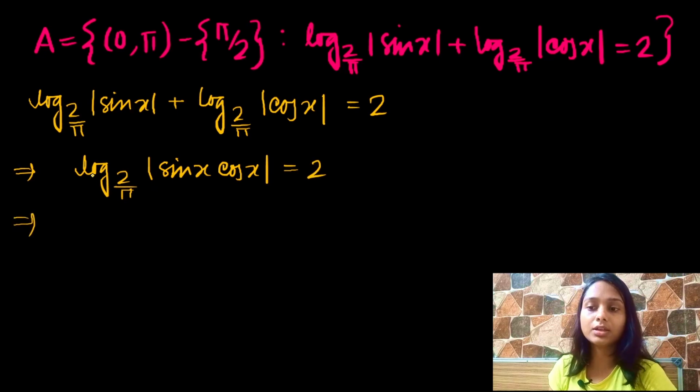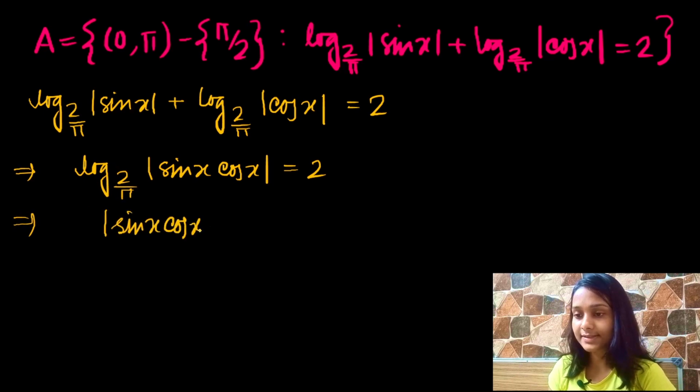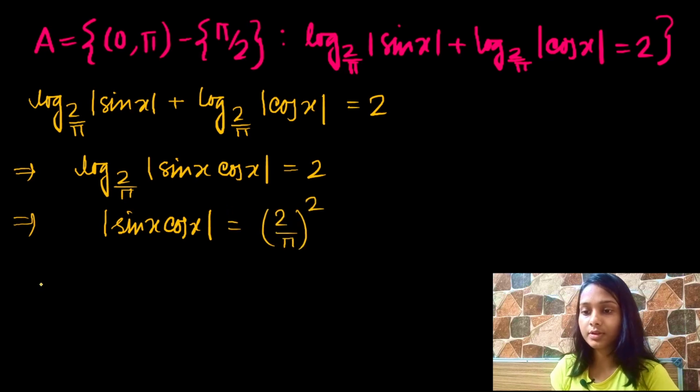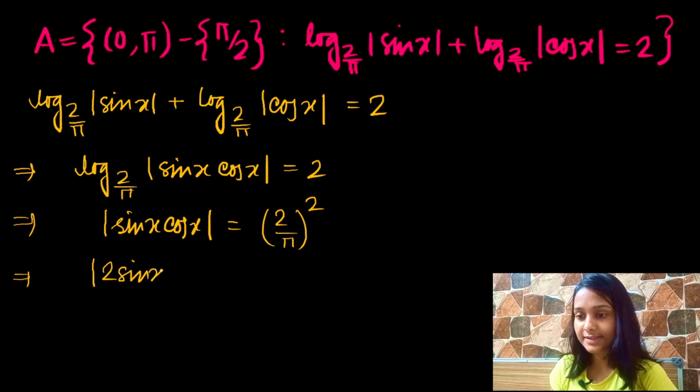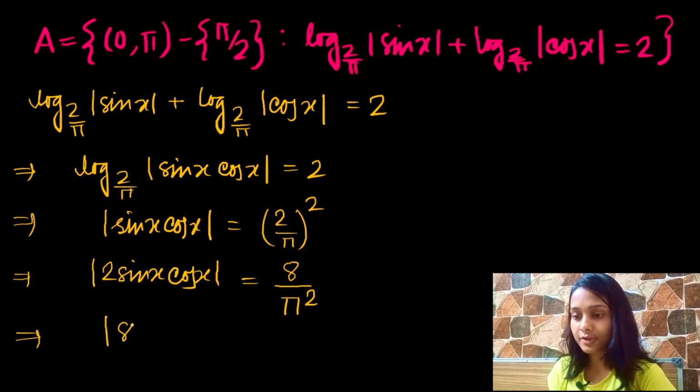And by eliminating log, we will get mod of sin x cos x equals to 2 by pi power 2. So if we multiply both sides by 2, it will give sin x cos x divided by, there was already a 4 and another 2 is multiplied, so it will become 8 by pi square. Okay, so this means mod of sin 2x equals to 8 by pi square.